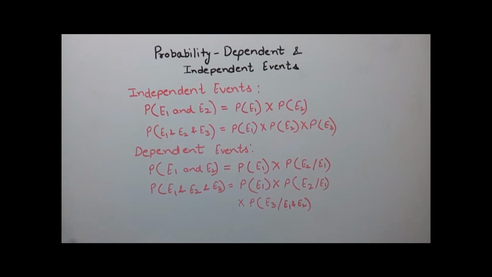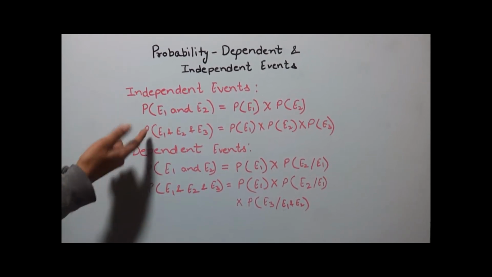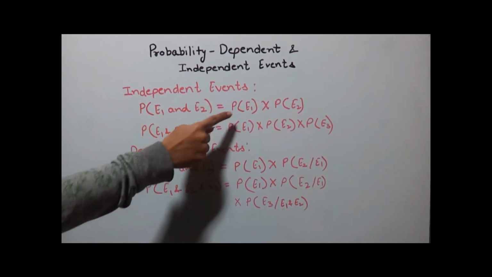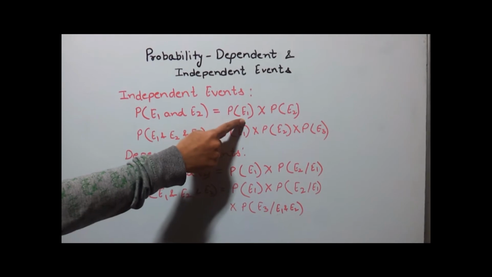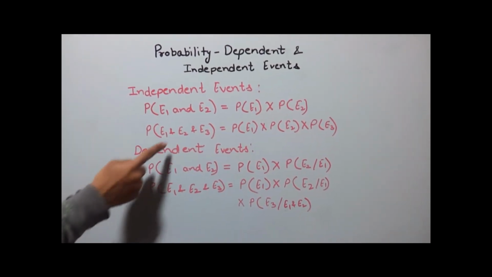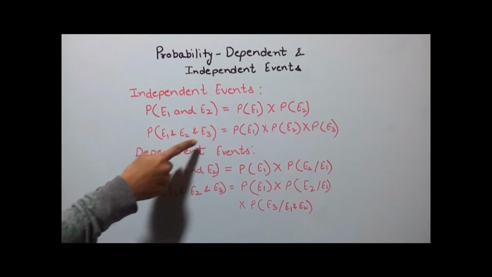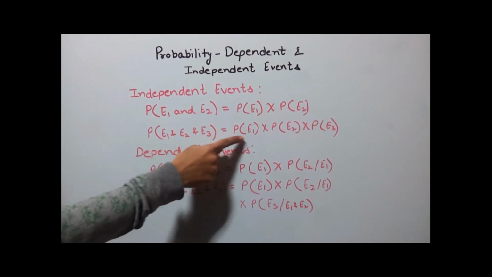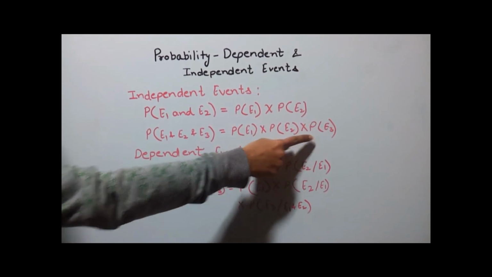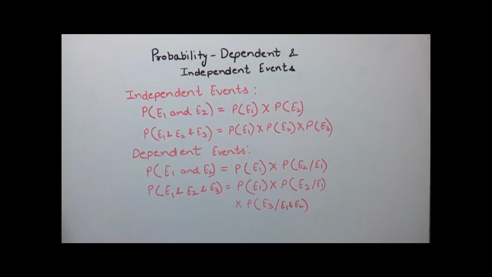The formula for independent events is: probability of event 1 and event 2 is equal to probability of event 1 into probability of event 2. Similarly, if there are 3 events, then the probability of their occurrence is probability of event 1 into probability of event 2 into probability of event 3.